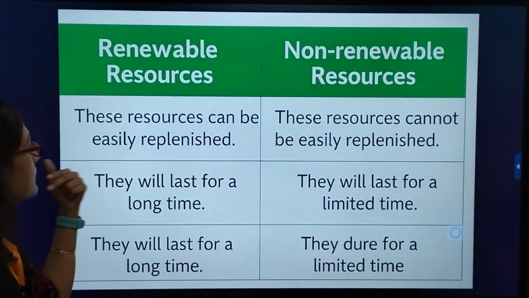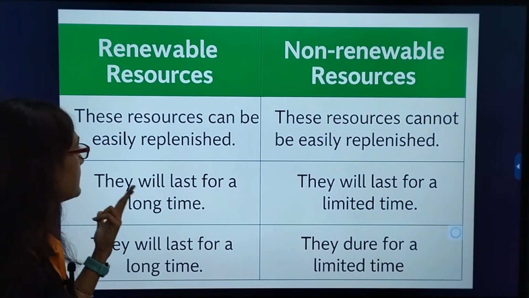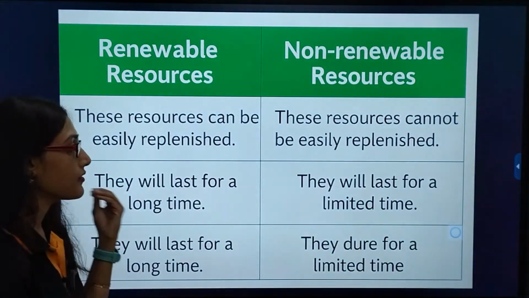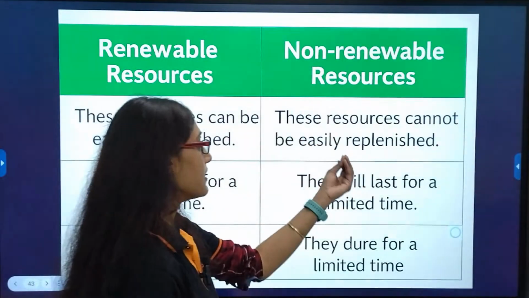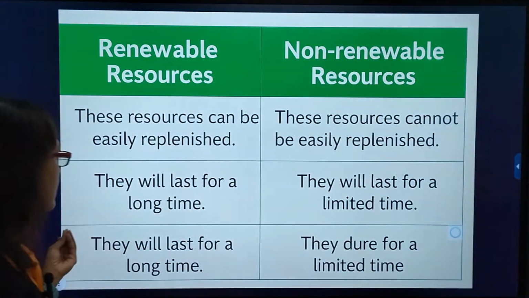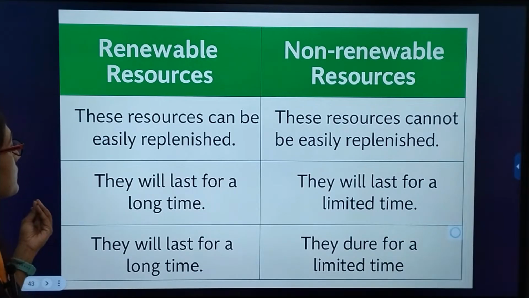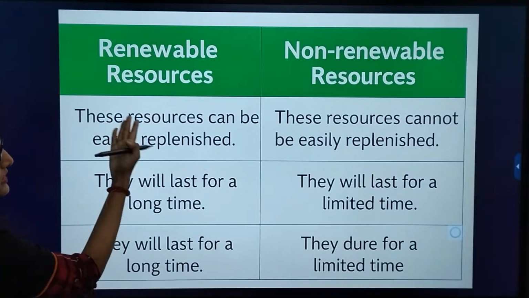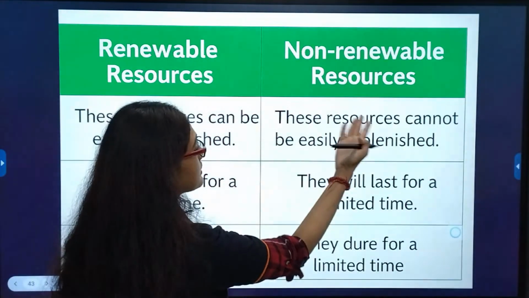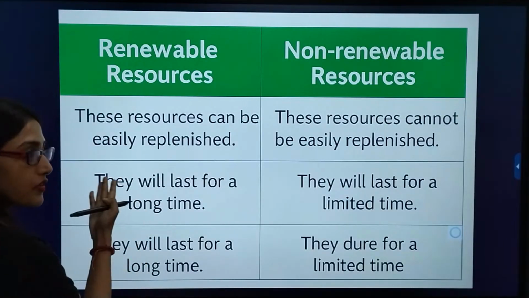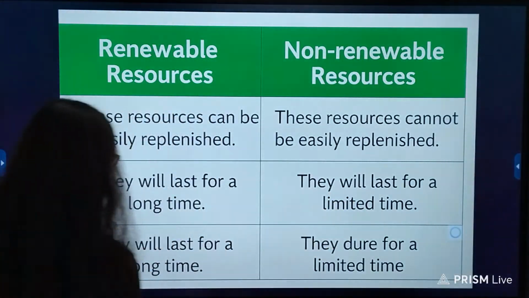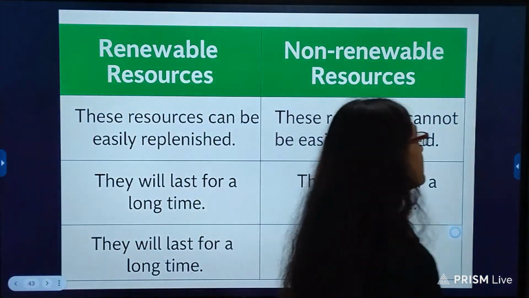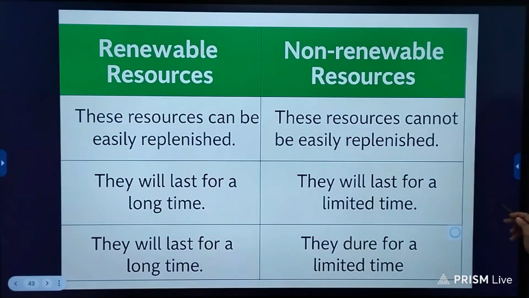Difference: renewable can be easily replenished. Non-renewable will be finished after a certain period of time, and renewable would not be finished. We can use renewable again and again, but we cannot use non-renewable again and again. This will last forever, this won't last forever. They will last for a long time, but they have limited time. Okay, clear?